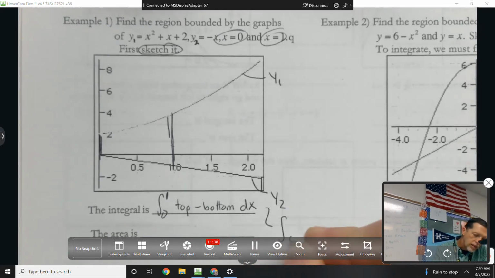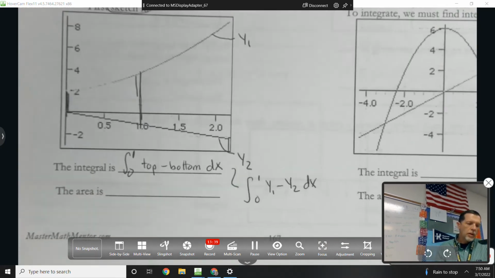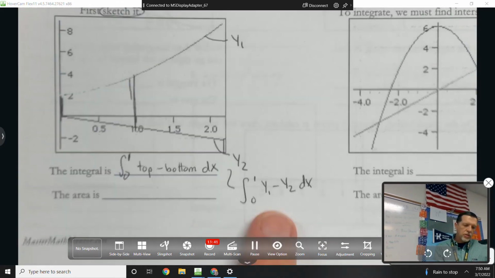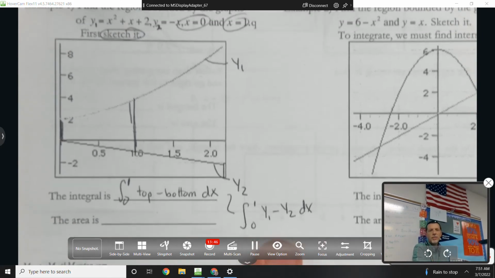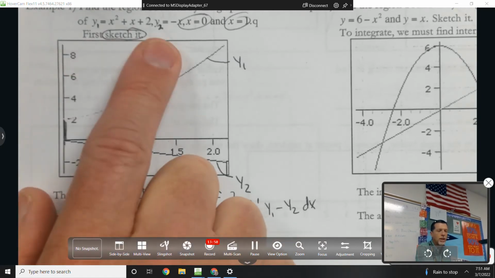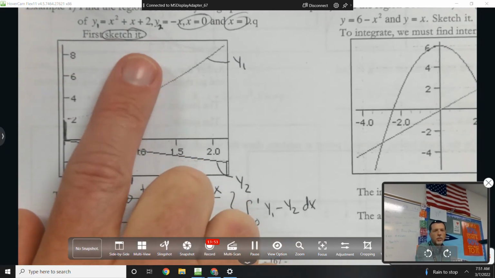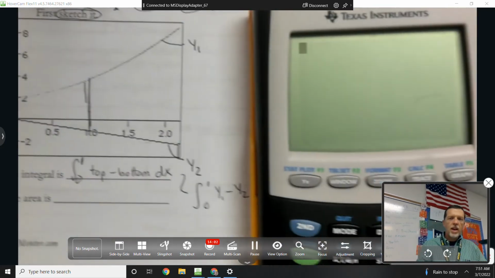Let's see, so from 0 to 1, the top one is y1, the bottom one's y2. So rather than rewrite the whole function again, I'm just going to write y1 minus y2. That is acceptable showing your work for the AP test, as long as you relabeled these y1 and y2. So you don't have to rewrite the whole equation for each of them. You could just say y1 and y2. Then getting your calculator to do that.